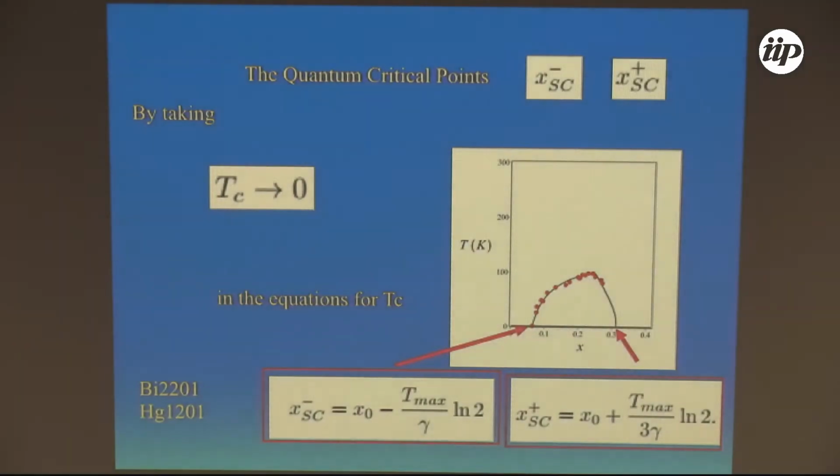So here I'll determine the two quantum critical points, which are this and this. For this, we just take the original equation and take Tc goes to 0. If we impose Tc goes to 0 in the equation for Tc, I get these two values here. This is S minus, this is S plus, given by these expressions here.